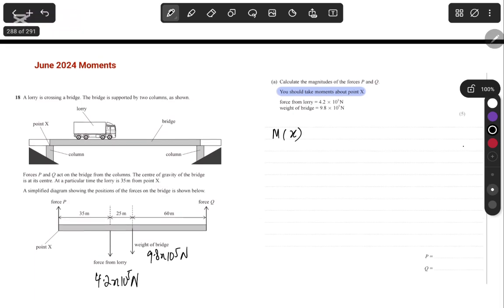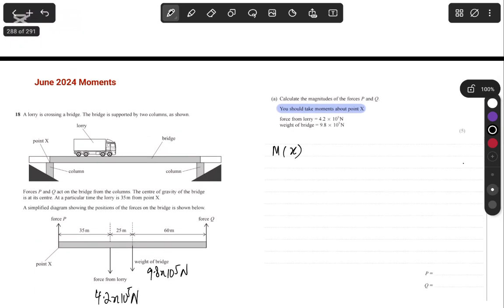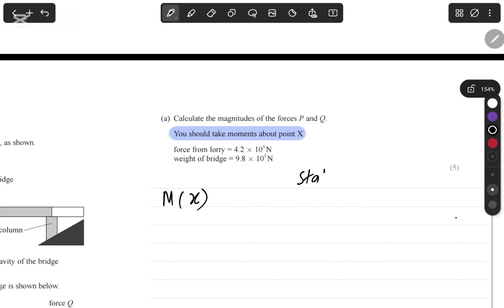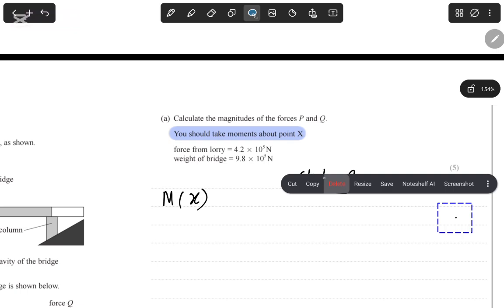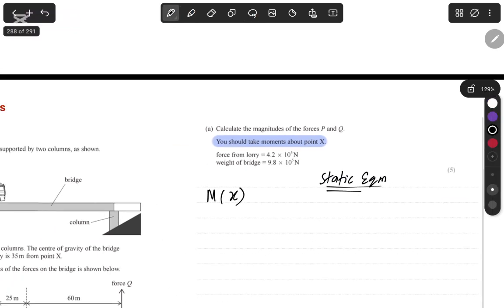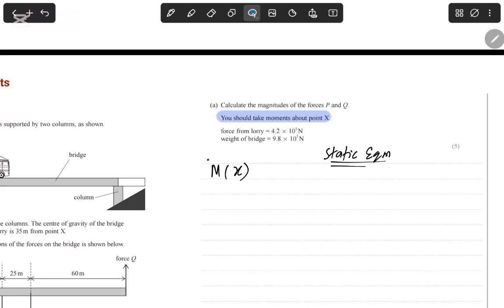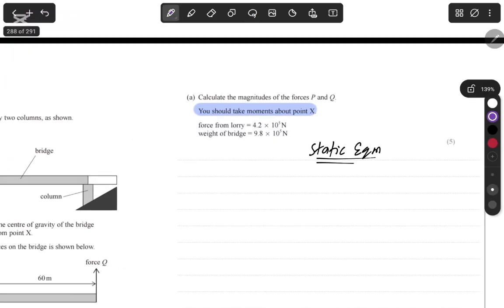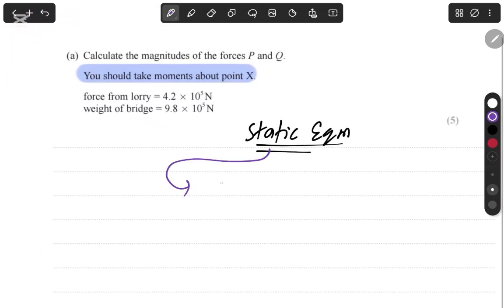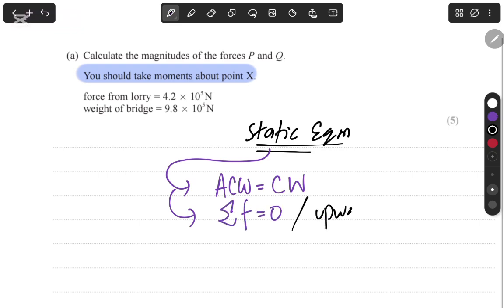Another very important thing is the bridge is in equilibrium. So the bridge is in static equilibrium. Static just means it's not moving, so it's in equilibrium. When static equilibrium is there, we have two things that are going to be happening. The first is the anti-clockwise moment is equal to the clockwise moment, and the second thing is that the resultant force is going to be equal to 0. Or another way that people write this is that the upward forces are equal to the downward forces. So using both of these, we can find the values of P and Q.